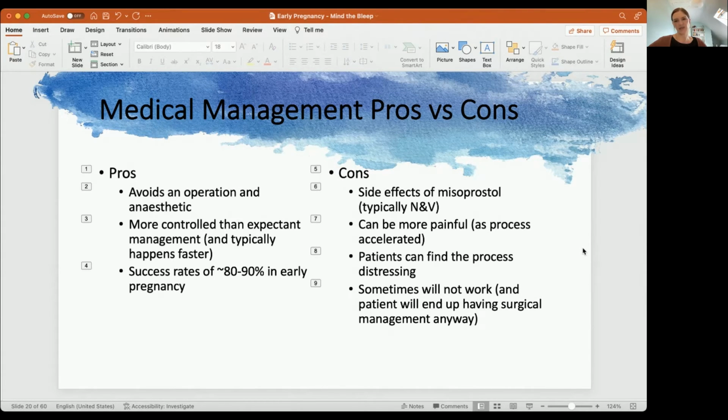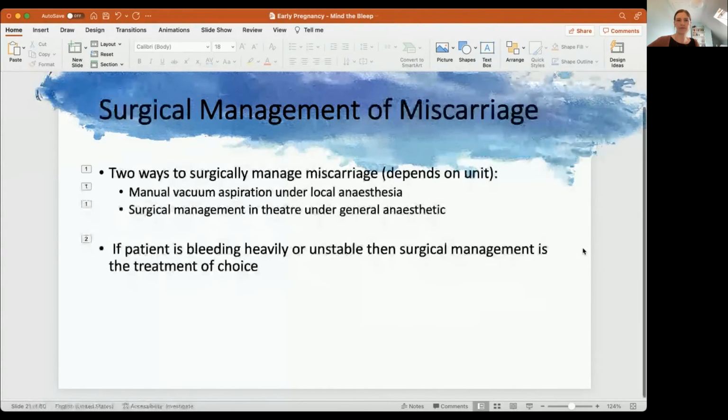Cons, so you get some side effects of misoprostol, especially if you take it orally. It just makes you feel a bit sick, really. And you can have diarrhea as well. It can be a bit more painful as the process is a bit more accelerated. Again, some patients find the process distressing, seeing the blood and seeing the pregnancy tissue. And again, it does not always work, and so you may end up having surgical management anyway.